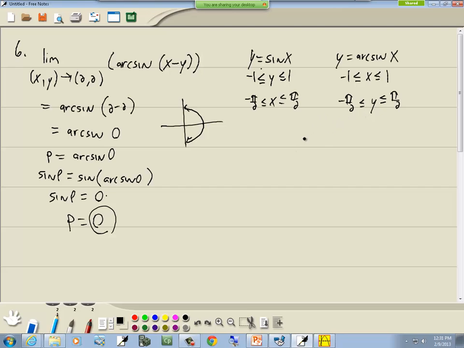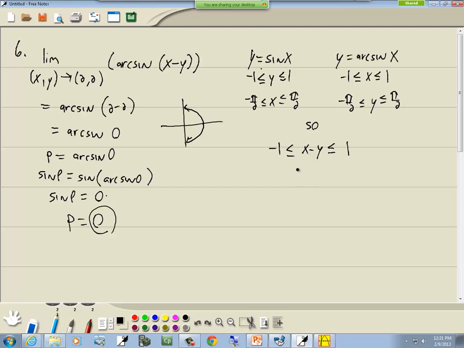Well, this is a little bit different when we're talking about multiple variables. This is your domain right in here. So our domain is from negative 1 to 1. So we're going to have negative 1 is less than or equal to x minus y, which is less than or equal to positive 1.